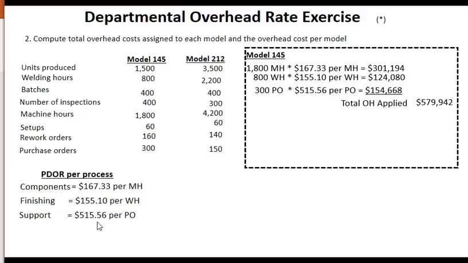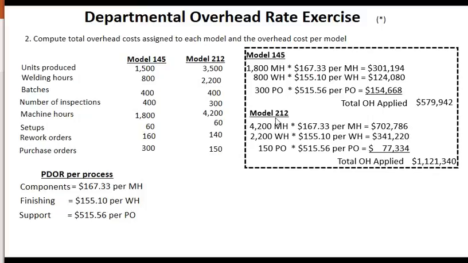Thirdly, I'm going to take the overhead that comes out of my purchase orders, and my purchase order cost driver came out to $515.56 per purchase order, and the number of purchase orders that were issued for model 145 were 300. So I take 300 purchase orders times $515.56, and that results in an overhead allocation from support of $154,668. So the total amount of overhead that would be applied to model 145 would be a total of $579,942.